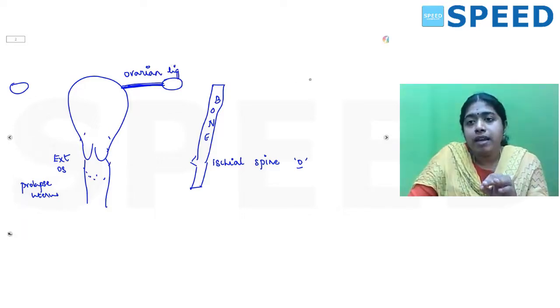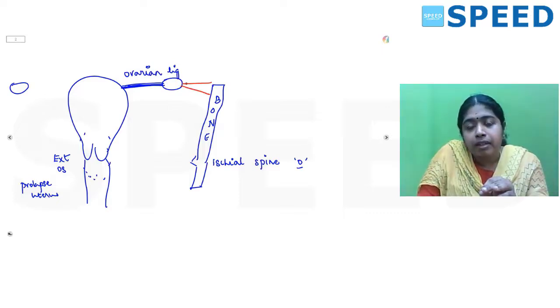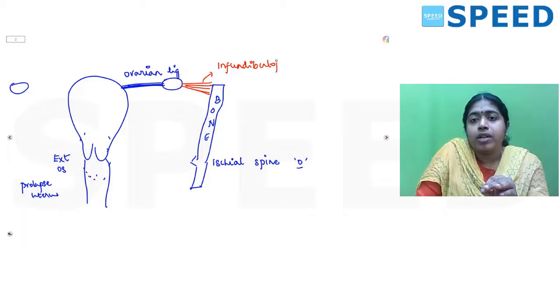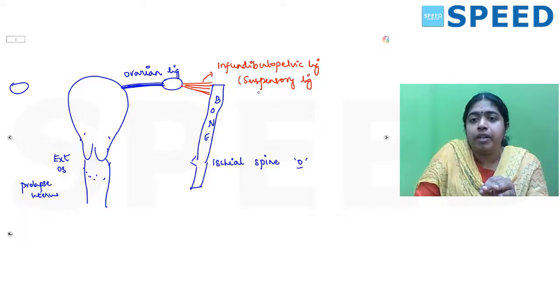Now, how is this side of the ovary attached to the lateral pelvic wall? Now, this side of the ovary is attached to the lateral pelvic wall by another ligament called the infundibulopelvic ligament. What is the other name for the infundibulopelvic ligament? The other name is the suspensory ligament of the ovary.